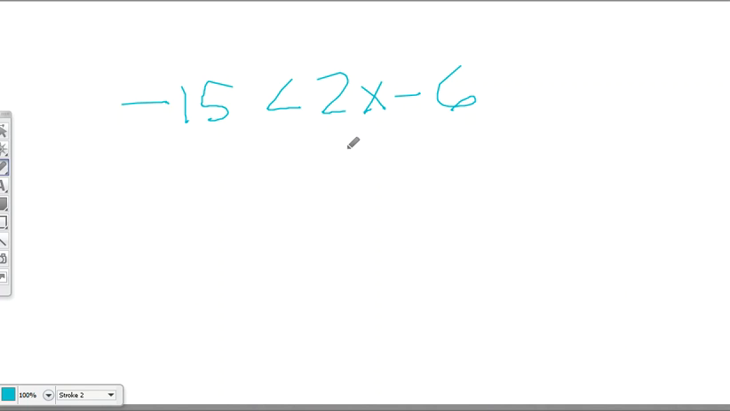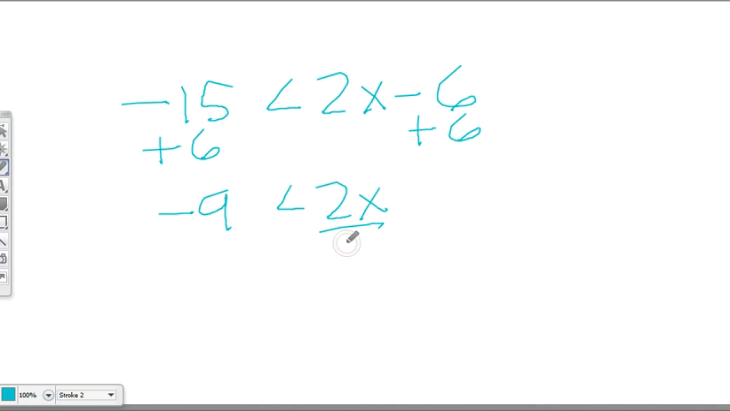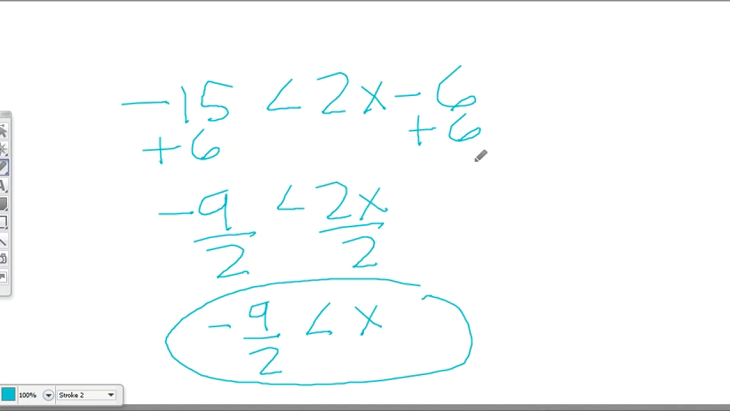Last step is to add 6 to both sides. Negative 9 is less than 2 times x, and then we divide by 2. Okay, one thing I want you to pay attention to is this is a negative, but what we're dividing by is a positive. The only time we flip the inequality symbol is if what we're dividing by is a negative. Okay, and then again we have a fraction answer, but I know that you guys aren't scared of fraction answers, right? It's okay to have a fraction answer.